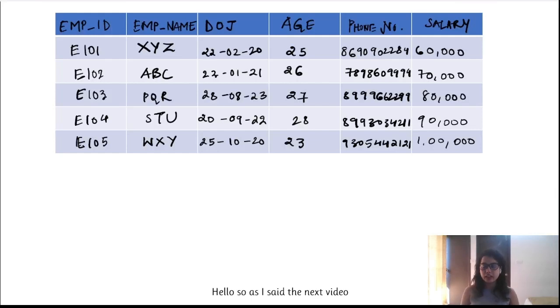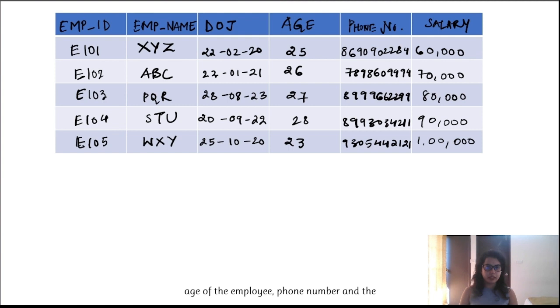Hello. So as I said, in the next video I'll summarize the data types and the three constraints which we have learned. As you can see, this is a table in which we have employee ID, employee name, date of joining, age of the employee, phone number, and the salary. So this is our employee table. Now, while creating an employee table, how can we validate our data?